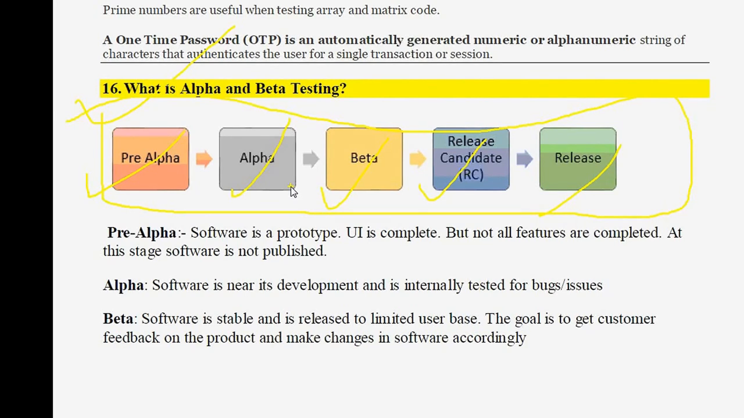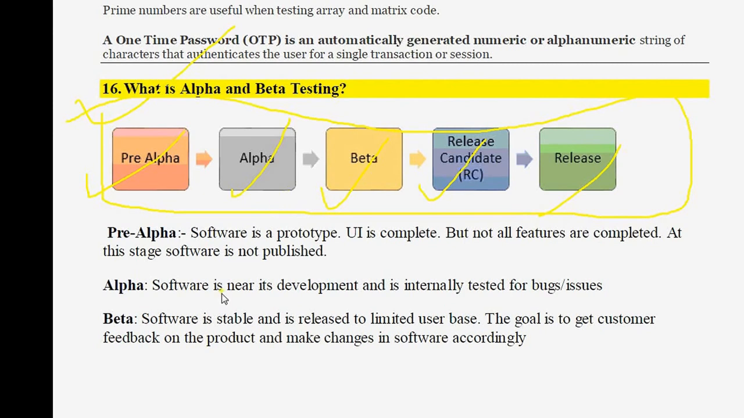After the pre-alpha phase, we have the alpha phase. The pre-alpha phase gives the prototype look of the software product, whereas in the alpha phase the development part is about to finish, and all internal testing is done to find bugs and issues.